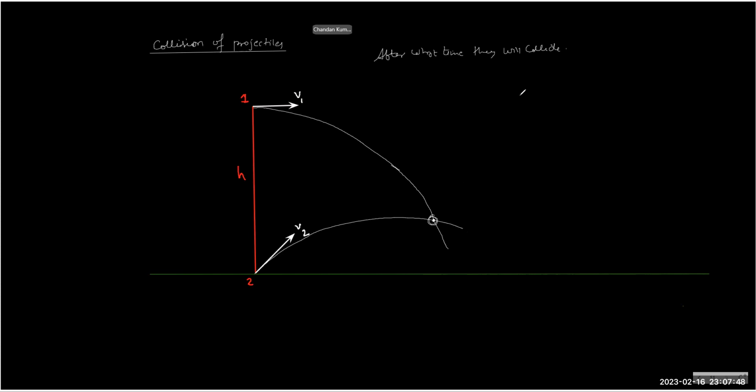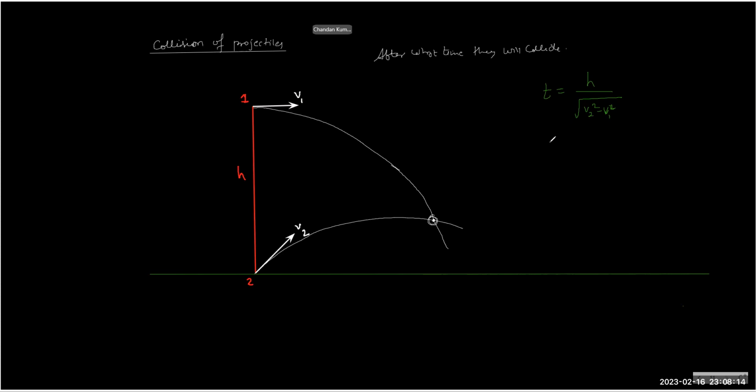So what's the time after which they will collide? H upon under root of V2 square minus V1 square. Okay. So explain how you solved this question to everyone.